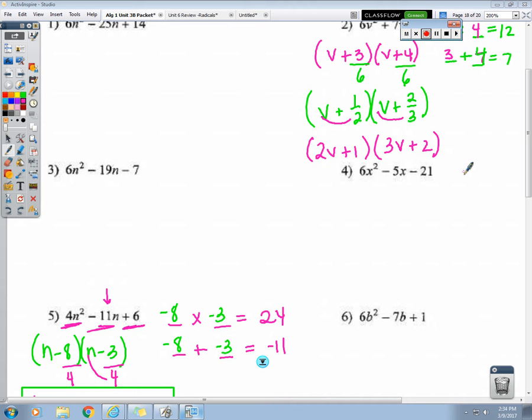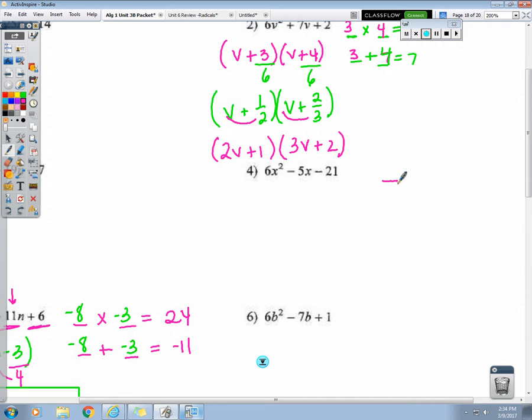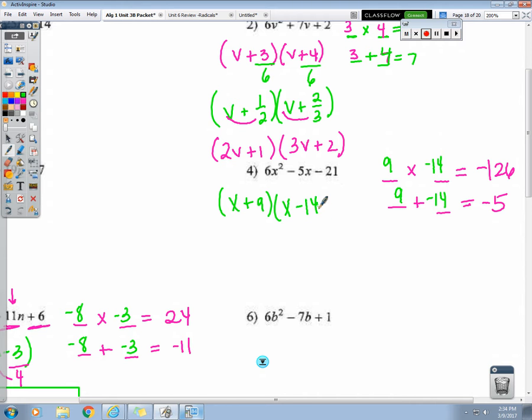For number 4, 6 is the leading coefficient, but it's not a GCF. So you have to do the multiply to get 6 times negative 21, which is negative 126, and add to get negative 5. What numbers will do that? 9 and 14? Okay. So that's x plus 9 and x minus 14. Then you have to divide both of those by the leading coefficient of 6 and reduce.